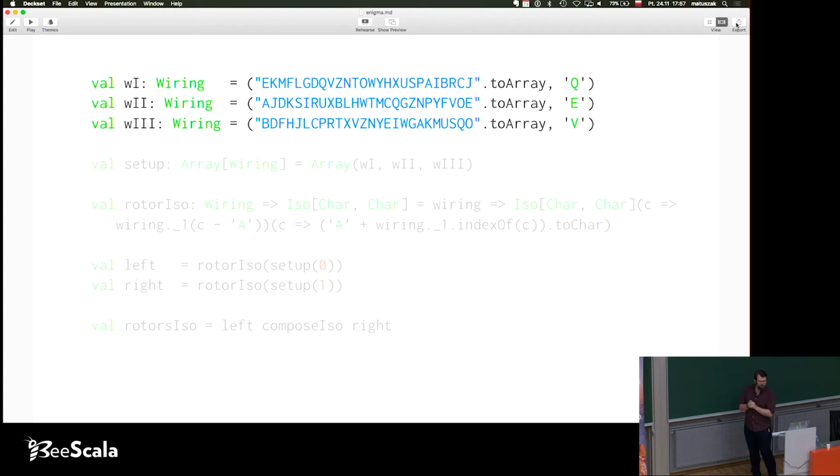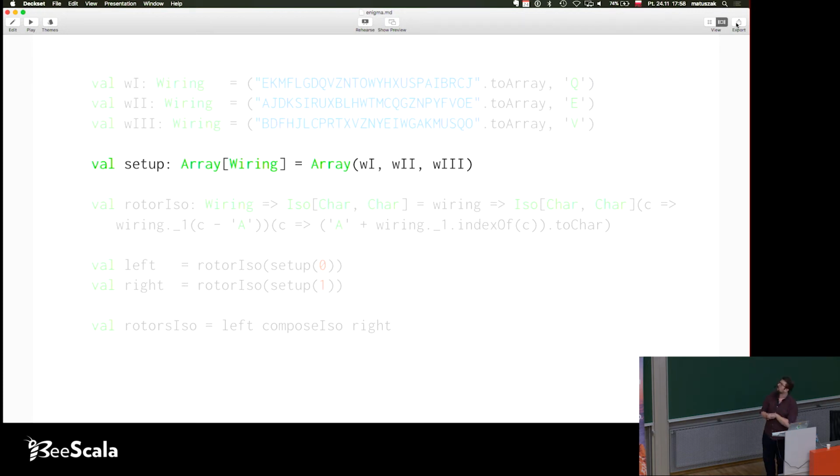This is an example where I will provide some implementation. So you have a wiring 1, wiring 2, and wiring 3. So you can imagine that these are the wiring inside the rotors. So for wiring 1, you have A at the first position is mapped to E. The second position, which is B, is mapped to K. Third, which is C, is mapped to M, and so on. So the second rotor at the fifth position will have S. So this means that A is mapped to E, and E is mapped to S, and so on.